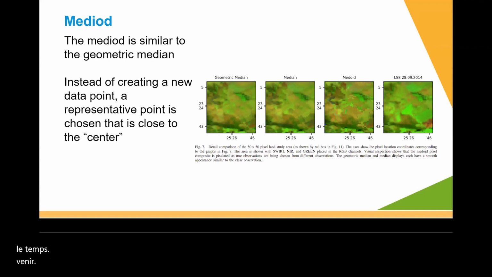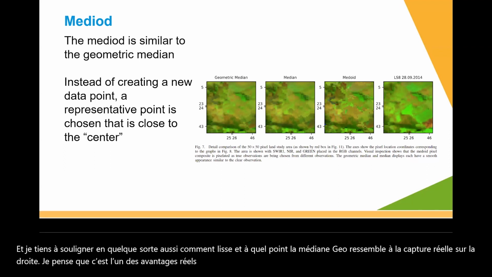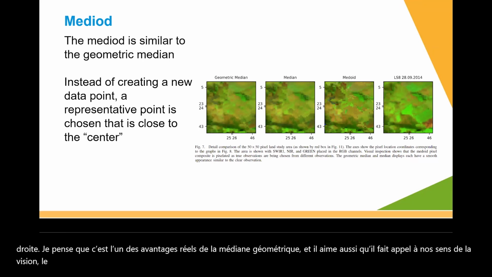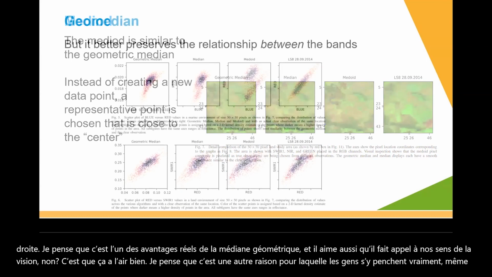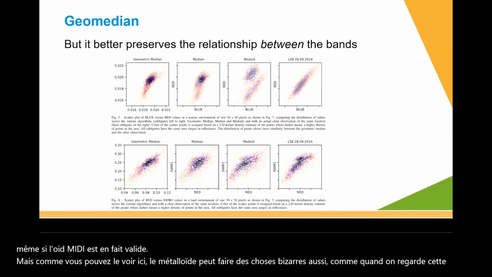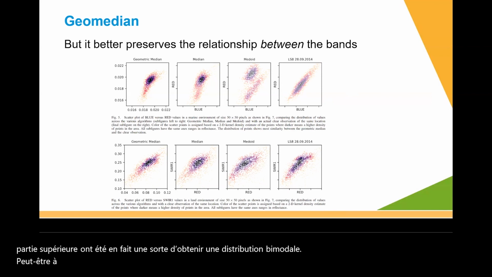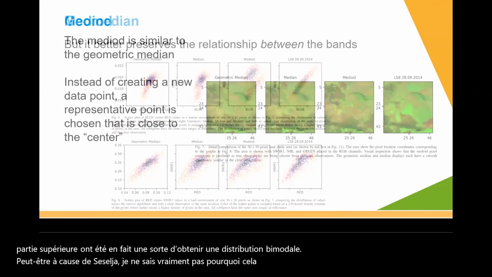I also want to point out how smooth and how close the Geomedian looks to the real capture on the right. I think that's one of the real advantages of the geometric median, and it also appeals to our sense of vision, right? It looks good. I think that's another reason why people really lean on it, even though the Medoid is actually valid. But as you can see here, the Medoid can do weird things as well. When we look at that top part, we're getting a bimodal distribution, perhaps because of seasonality. I really don't know why that is happening. It probably merits further investigation.